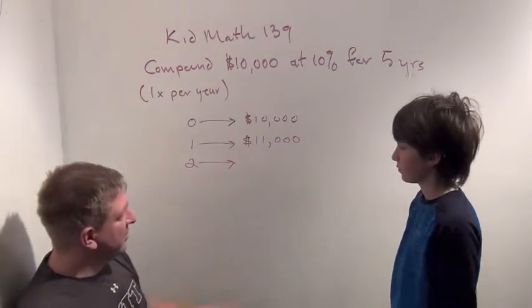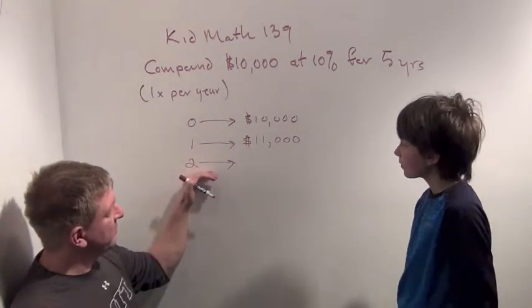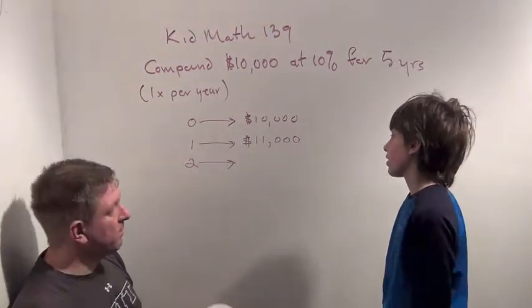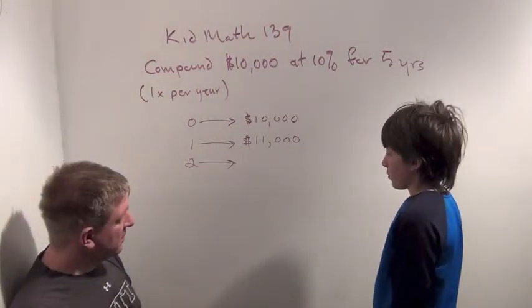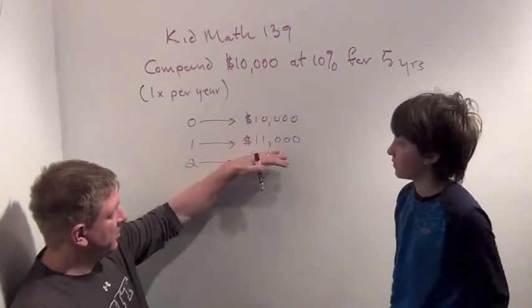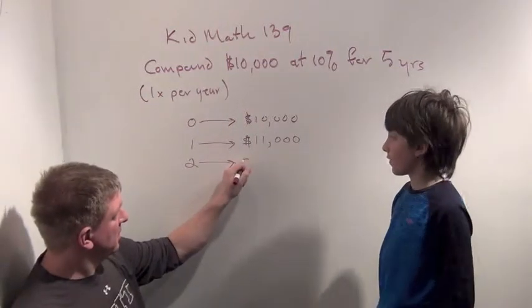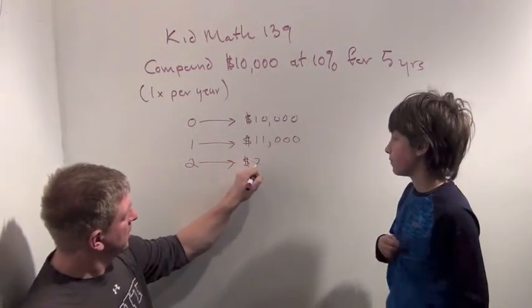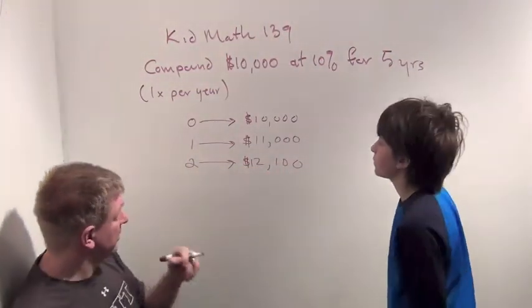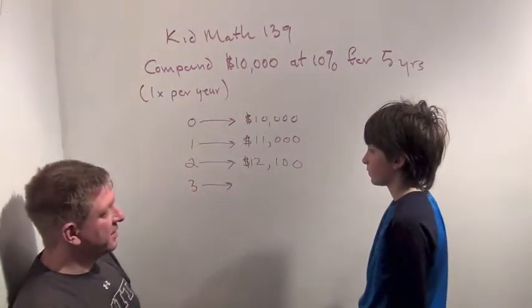Now here the calculation starts getting interesting. How much money do we have at the end of year 2? We have to add 11,000 plus 1,100. Where did the 1,100 come from? It's 10% of 11,000. So we get 12,100. Boy, I'm really asleep this morning.